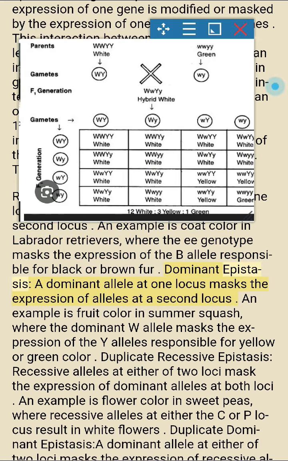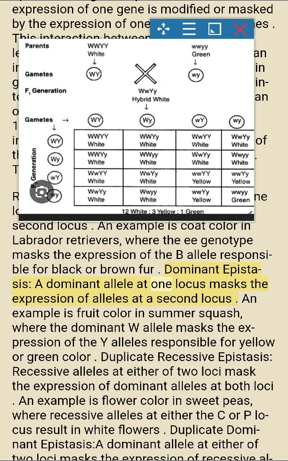Dominant epistasis. A dominant allele at one locus masks the expression of alleles at a second locus. An example is fruit color in summer squash, where the dominant W allele masks the expression of the Y alleles responsible for yellow or green color.